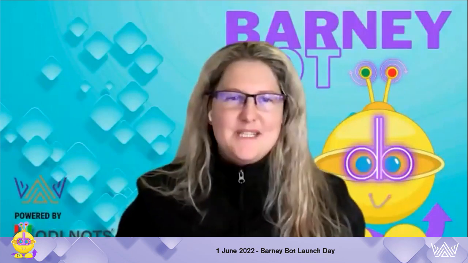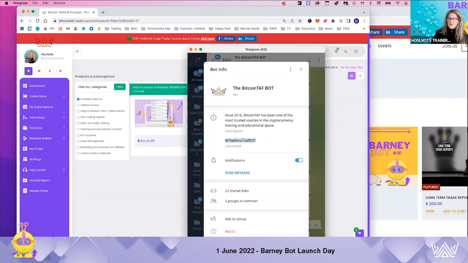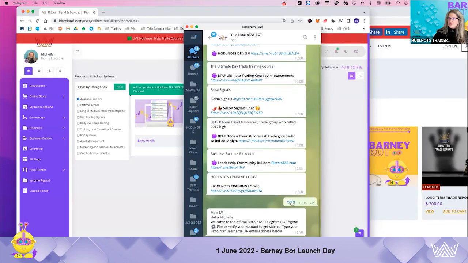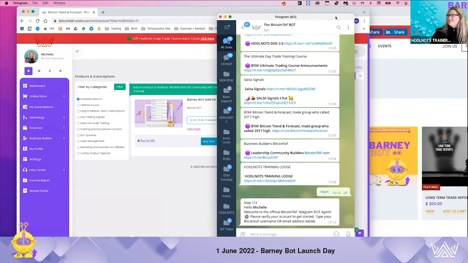Okay. So what happens there is you need to go to the Bitcoin TAF. We have our own bot where we use it to verify if you are an active member or not. It's a security feature we have. As soon as you purchase it, the instructions will be there, but it's basically the Bitcoin TAF bot on Telegram. The handle is the Bitcoin TAF bot. As soon as you get in there, you type start, you follow the prompts, and you'll see the Barney Bot pop up. But all the instructions will be in the sign up message as well. Okay, great. Thank you for that.